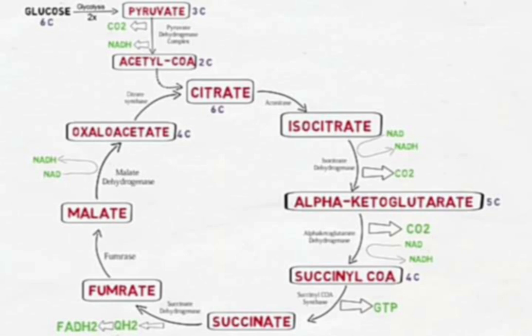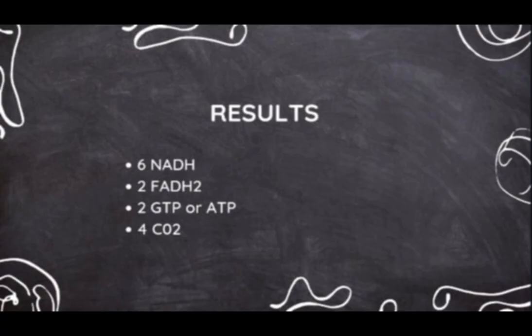Fumarate is then converted into malate by the enzyme fumarase. And in the last step, malate is converted into oxaloacetate by the enzyme malate dehydrogenase. And in this reaction, also NAD is reduced into NADH. Now, let's look at the results of the Krebs cycle.